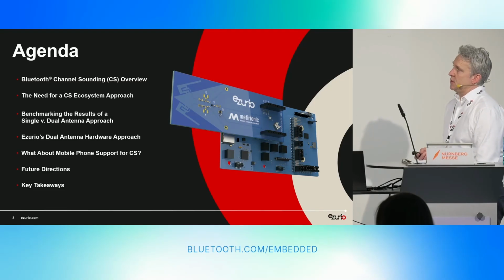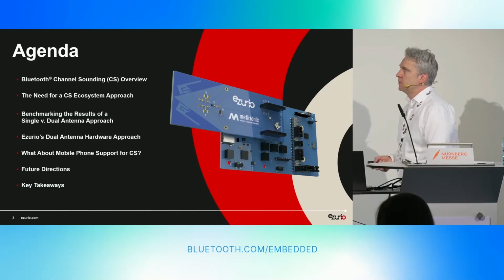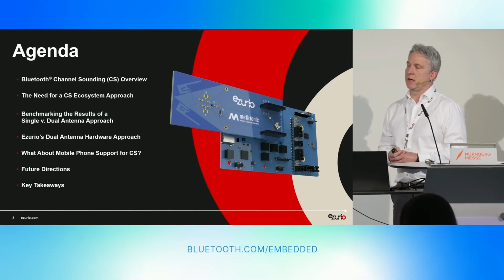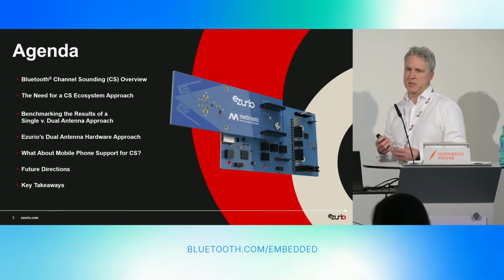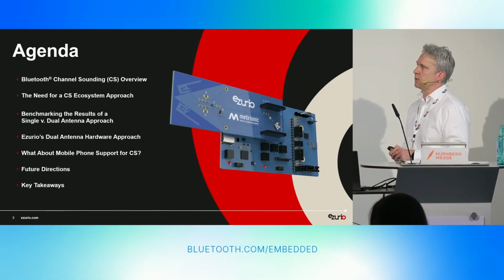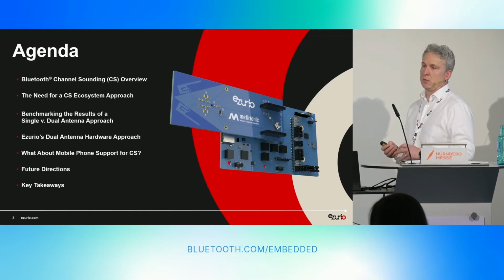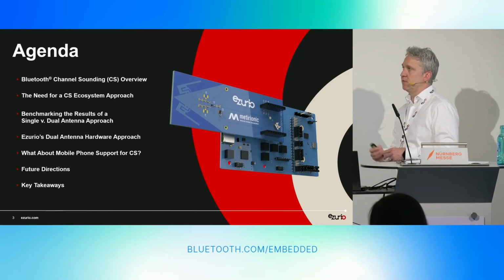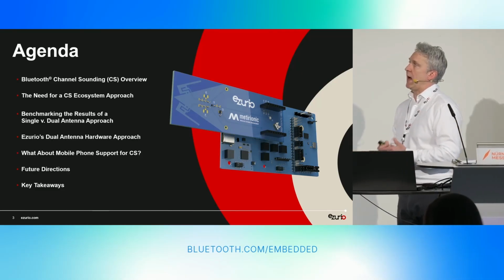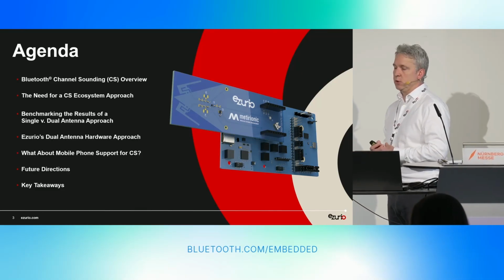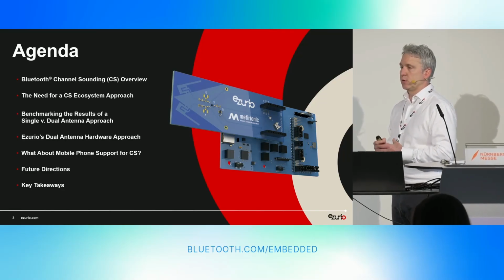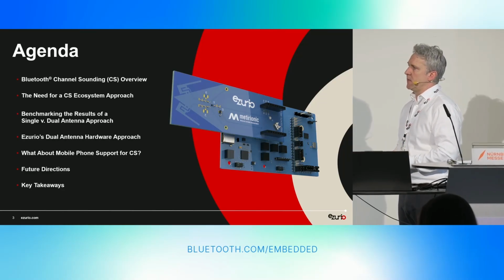6 different sections that we'll go through. A high-level overview of channel sounding itself. Why is there a need for channel sounding? And why is an ecosystem approach, which is one of the important points I'm looking to drive home through this talk. We will then look at real-world testing, actual results of single versus dual antenna approach. We'll look at how we implemented that, what is the solution, both hardware, the algorithms, and mobile apps that will support your enablement and testing of that solution.